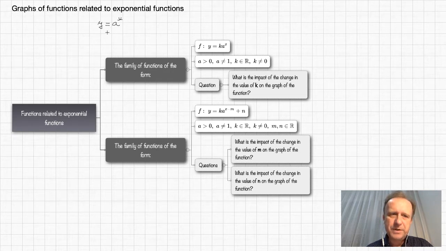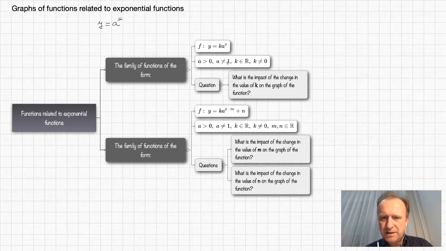Now we will build on this knowledge and try to extend it a little bit. What I'm going to do today is investigate two different families of functions related to this function. The first family are the functions in the form y equals k times a to the power of x. So I would say that they are k multiples, or k times greater, than this function.